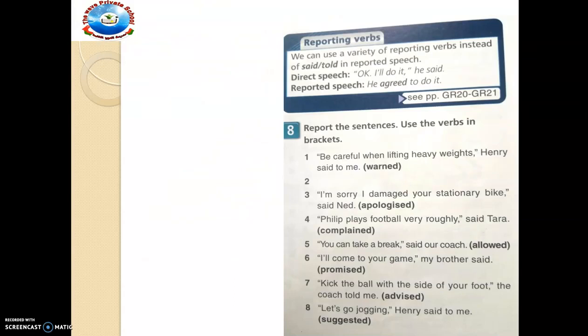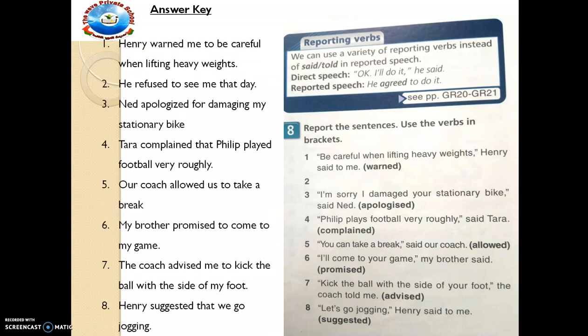So we make progress to exercise 8. In exercise 8, we want to continue to present and practice reporting verbs. It says, we can use a variety of reporting verbs instead of said or told in reported speech. Okay, I'll do it, he said. See the reported speech? He agreed to do it. Now, report the sentences. Use the verbs in brackets: warned, apologized, complained, allowed, promised, advised, suggested.